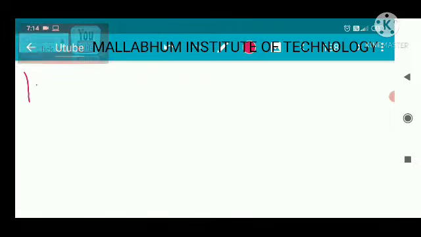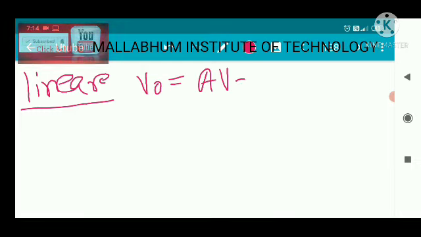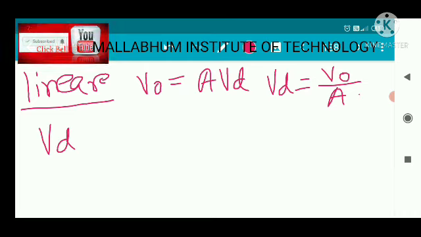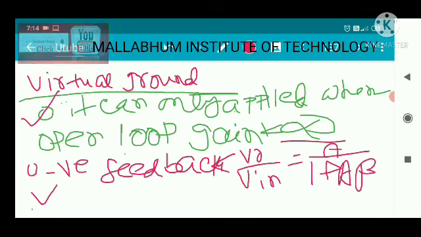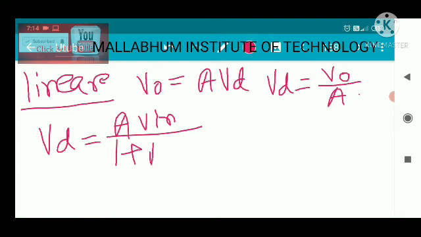Next, in the linear region of the operational amplifier, I have discussed what the linear region is. In the linear region, your output voltage is the gain times the differential voltage. So your Vd is nothing but V0 divided by A. V0 can also be represented by this equation, A into Vin divided by 1 plus A beta, into 1 by A.